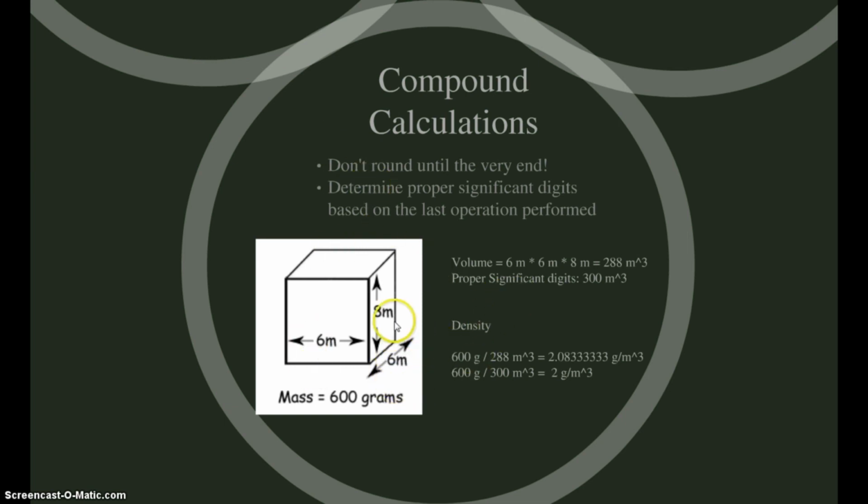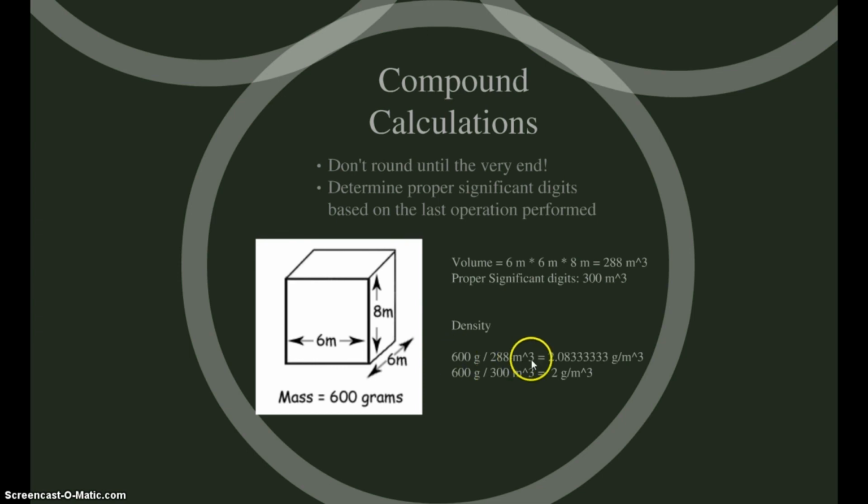So for example, here we're given this picture. Here's a cube. First, to find its density, we first need to find its volume. So all of these are just one significant digit. Multiply them together. If we rounded this number, we would get 300, with proper significant digits, but we don't want to do that. So what we want to do here is keep the 288 until we plug it into the density equation.